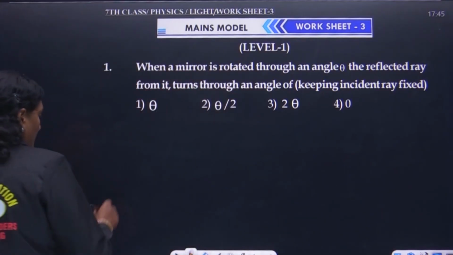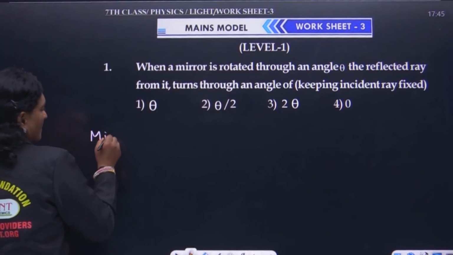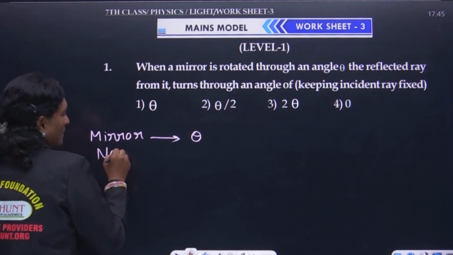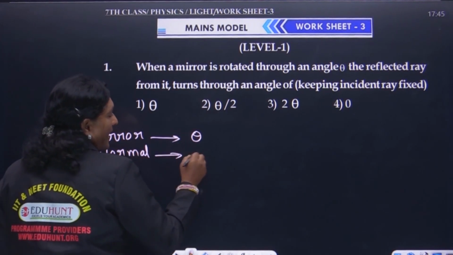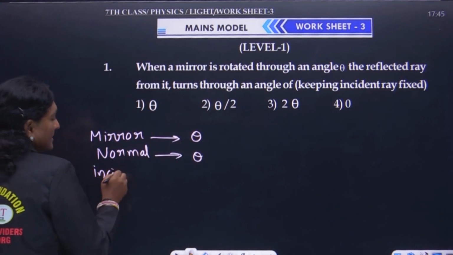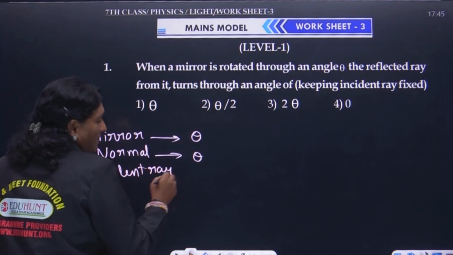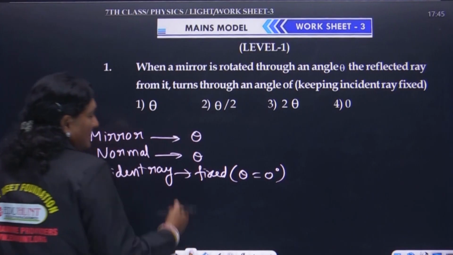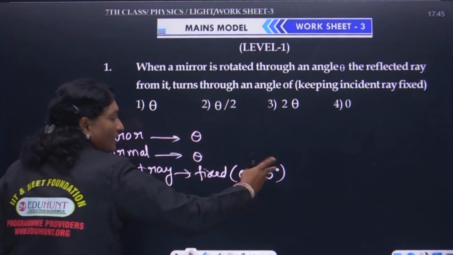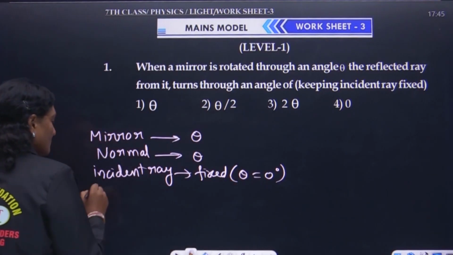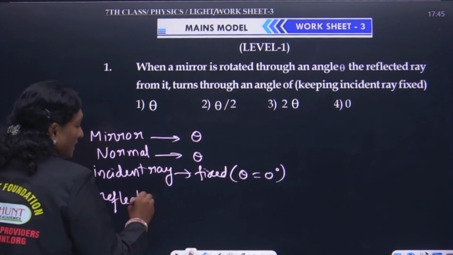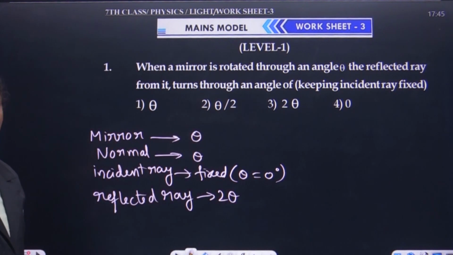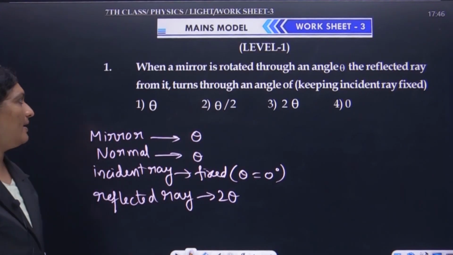Let me write the same here. Whenever a mirror is rotated by an angle theta, the normal also turns by an angle theta, whereas the incident ray being fixed at the same position, that means no difference in the angle, no deviation, so the angle is 0. The reflected ray is found to be deviated by an angle 2 theta. So this was our observation from what we discussed earlier.